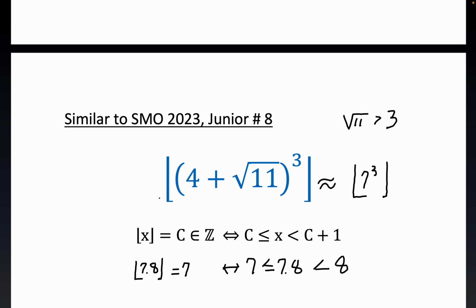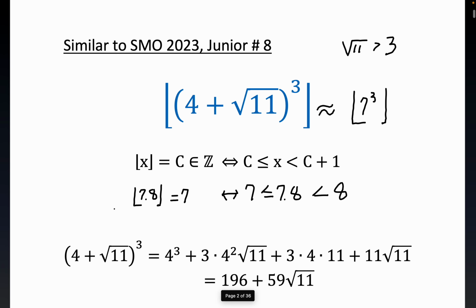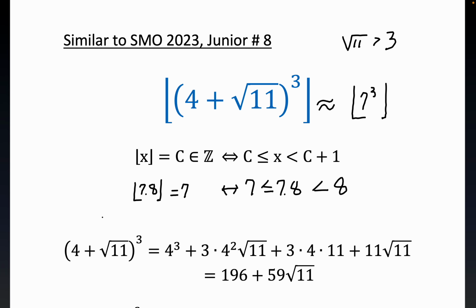Now let's get busy solving the problem because this is an irrational expression. It certainly makes sense to expand out 4 plus the square root of 11 quantity cubed. This is the familiar pattern from Pascal's triangle or the binomial expansion. There's the well-known 1 in front of this, 3, 3, and then another 1 right here, right? Well-known pattern when you cube a binomial. All right. Now the arithmetic is done for you right there: 196 plus 59 root 11.